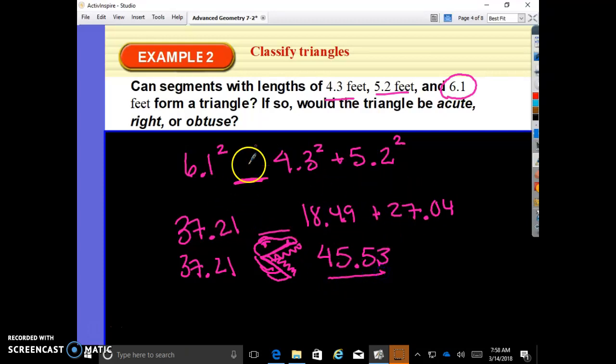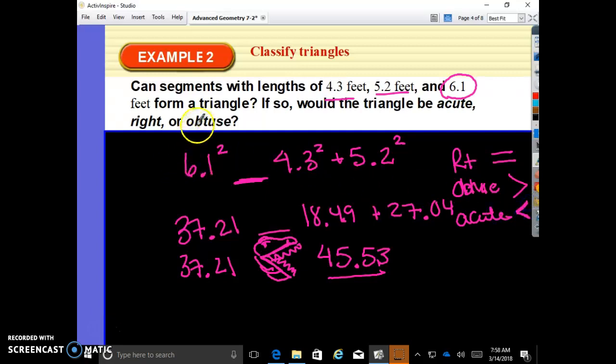So, when we are comparing, is it right, obtuse, or acute? If it's a right angle, then it's going to be equal, right? If it's obtuse, it's going to be greater than. Obtuse, big, large, greater than. And if it's acute, it's like a cute little baby, it's less than.